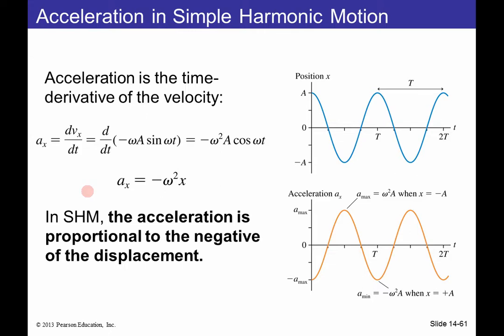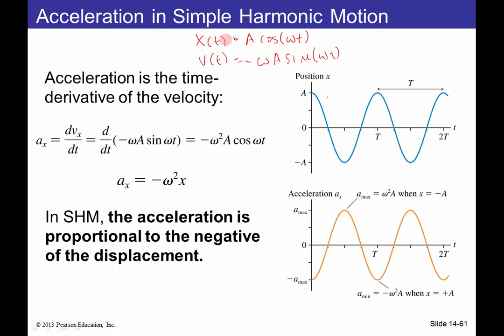Remember the position of the harmonic oscillator. The position x(t) is equal to A cosine omega t, and then the velocity v(t) is the derivative of this, which is minus omega A sine omega t. Now the acceleration is the derivative of the velocity, dv/dt. The derivative of the sine is the cosine, and an omega comes out, so you get minus omega squared A cosine omega t.